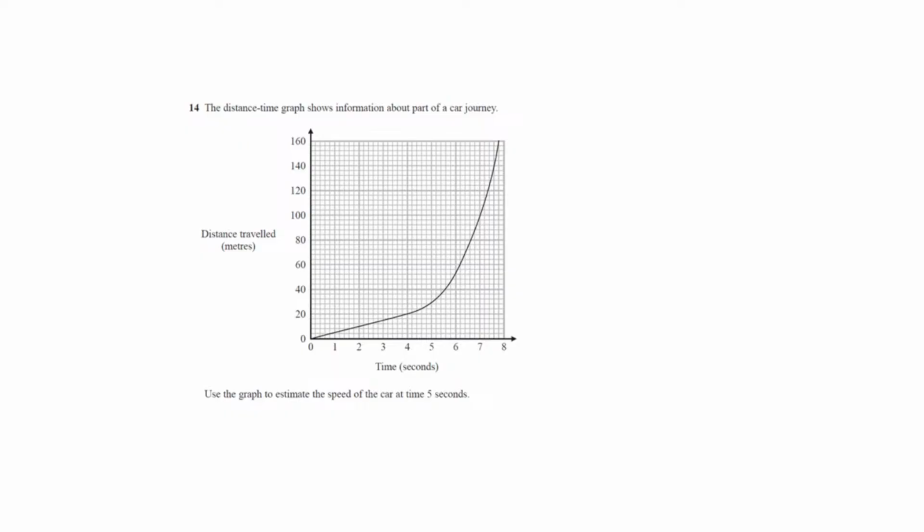I'll show you a few examples for Edexcel. So for this one, the distance time graph shows information about part of a car journey. Use the graph to estimate the speed. This is one where it says at time 5 seconds. I know that speed is distance divided by time, distance over time. So I think a lot of people think, oh, you just go at 5. What would that be across here?